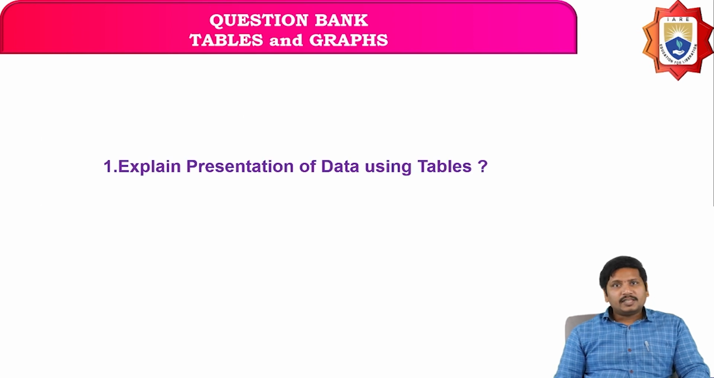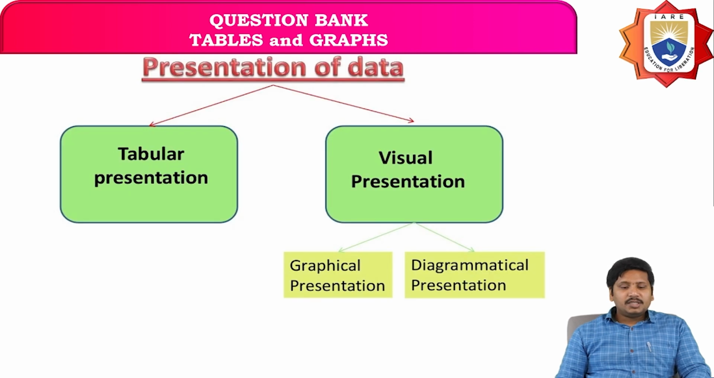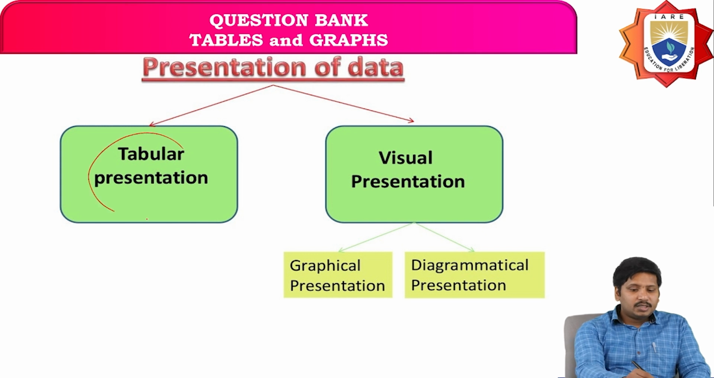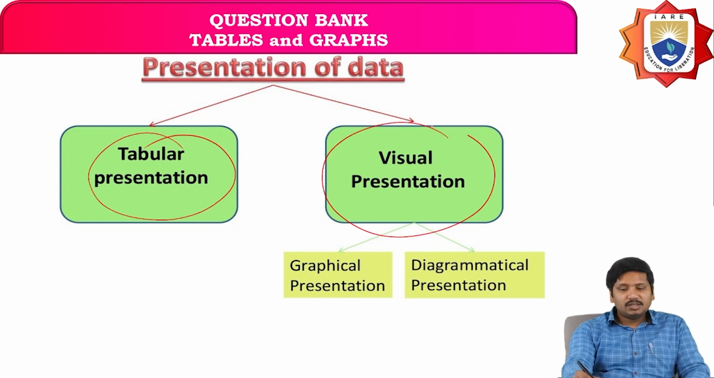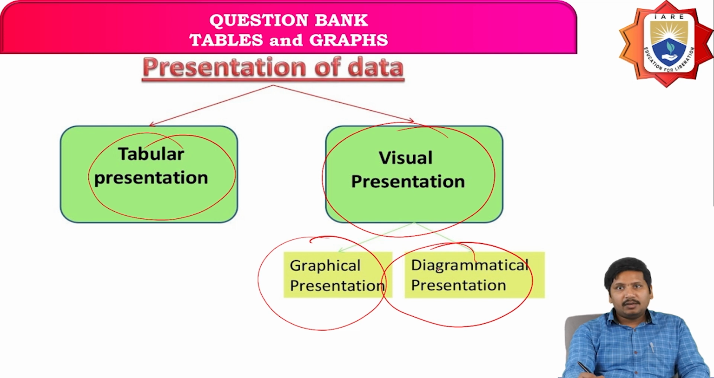And next is to explain the presentation of the data using tables. Here the presentation of data is categorized in two ways. The first one is the table presentation and the next one is visual presentation. This visual presentation is further divided into types like graphical presentation and diagrammatical presentation.